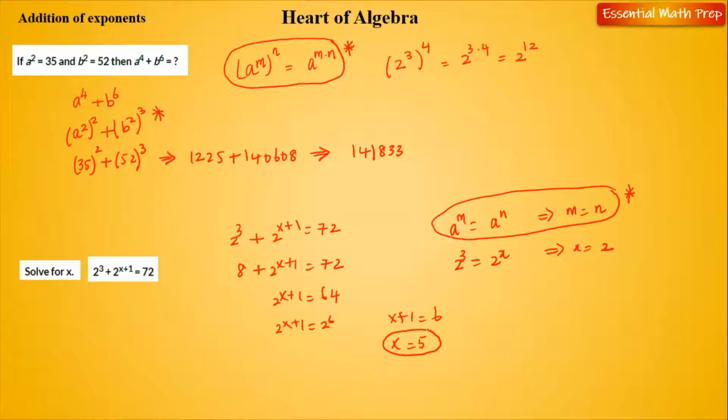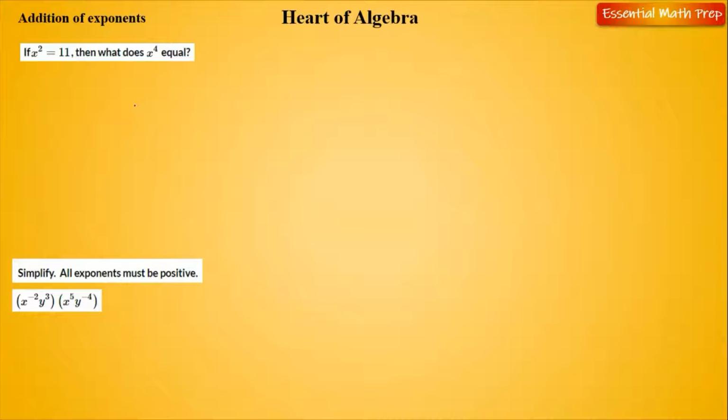Okay, if you know the logical expression that you're applying to the problem, then you can literally do addition, subtraction, multiplication, and division exponent problems very easily, right? Let's continue. Okay, if x squared equals 11, then what does x power 4 equal? Again, a power m power n equals a power m times n. If you have x power 4, but what is given is x squared, how could you express x power 4? In other words, you're working back into this format.